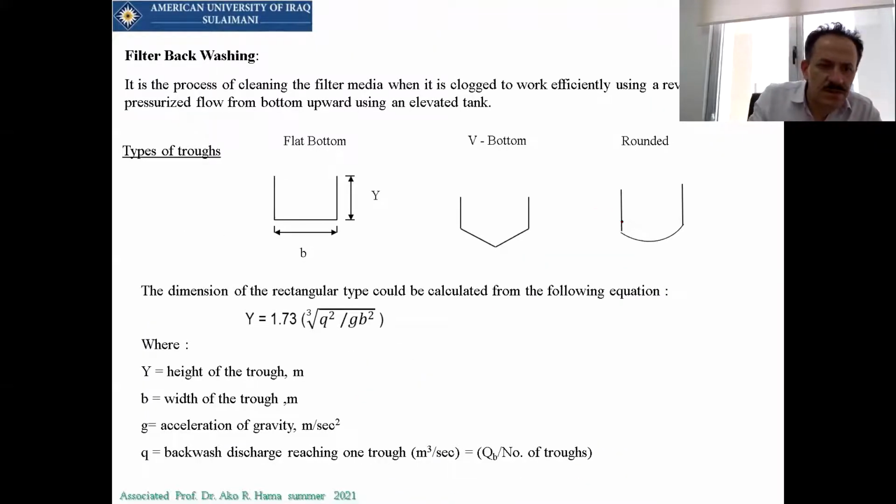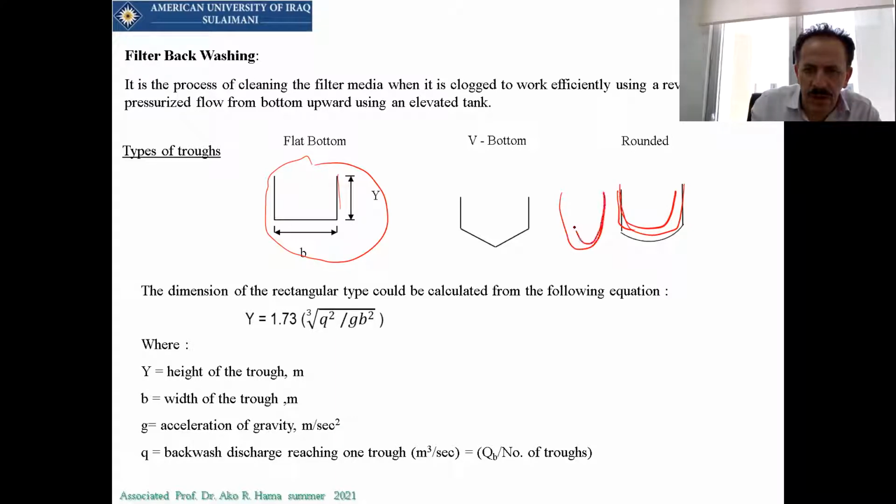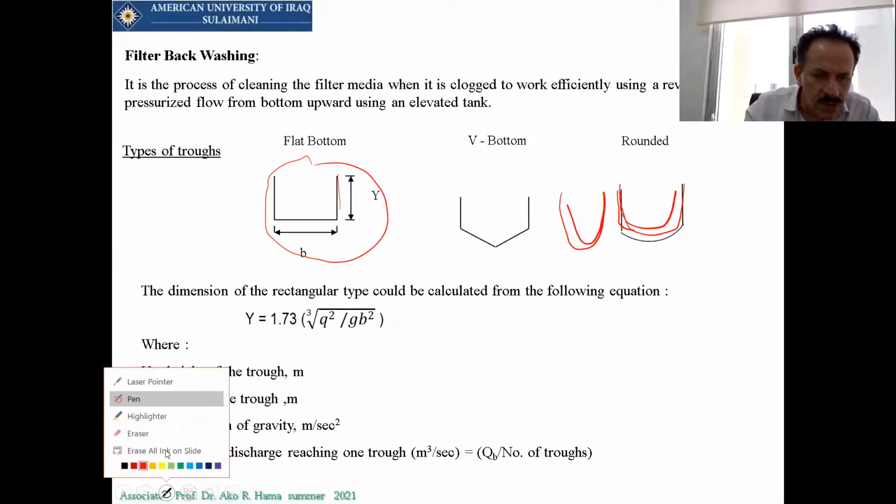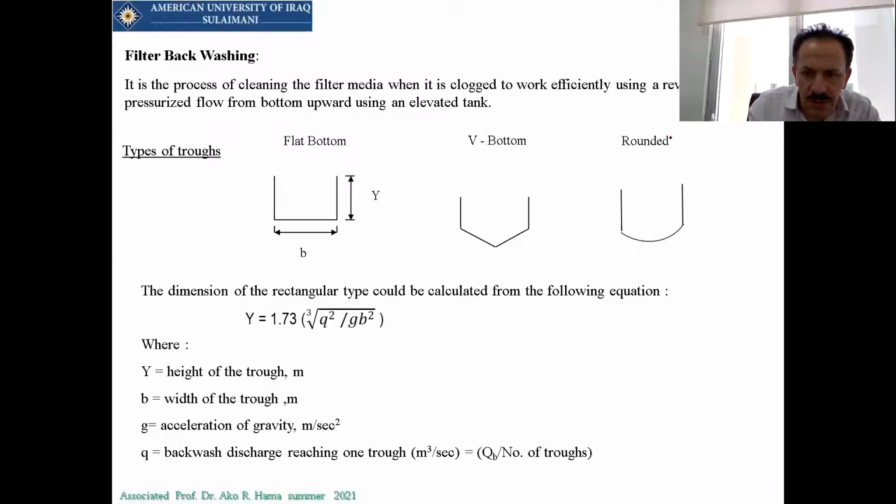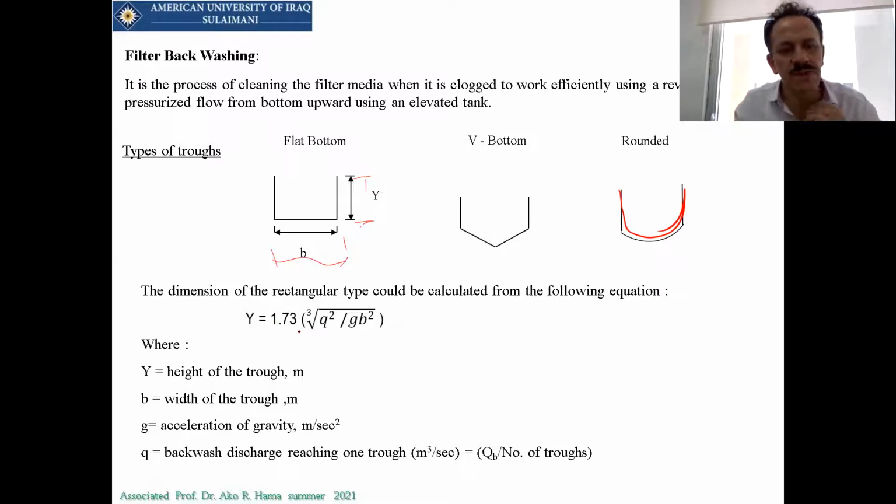By the way, the troughs used for collecting the water have this shape, or sometimes this shape, or sometimes this shape. It's not clear here, but it looks like something between them, like a parabolic rounded shape, as you saw in the film. Now, how do we design this channel, meaning how deep it will be and the base of this channel? It has an equation, which is 1.73.